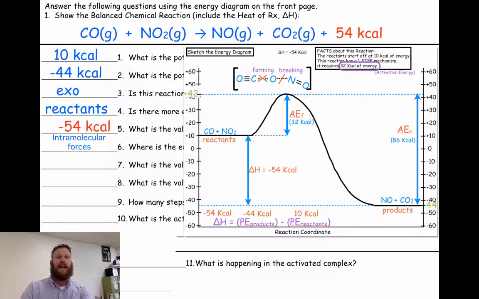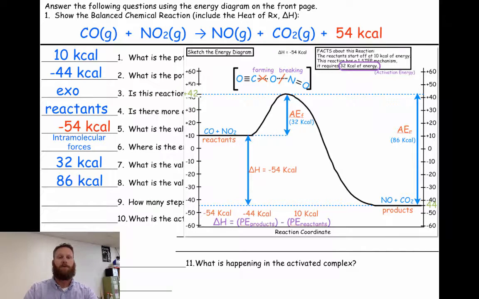What is the value of the activation energy forward for this reaction? Looking at the diagram, we can see that the activation energy for the forward reaction is 32 kcals. 42 kcals minus 10 kcals. What is the value of the activation energy reverse for this reaction? Once again, looking at the diagram, we can see that the activation energy for the reverse reaction would be 86 kcals. 42 kcals minus a negative 44 kcals.